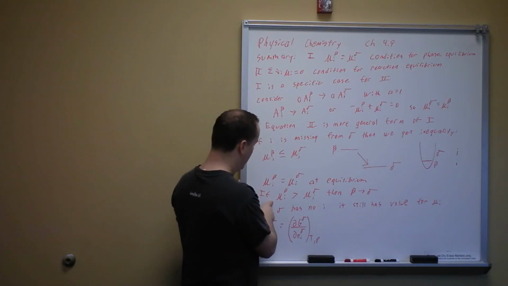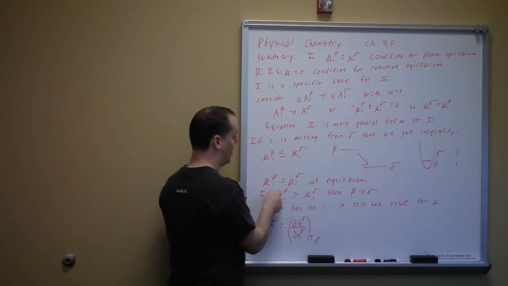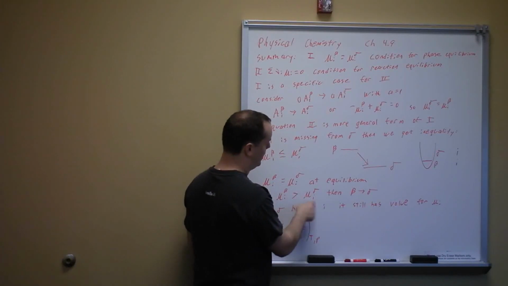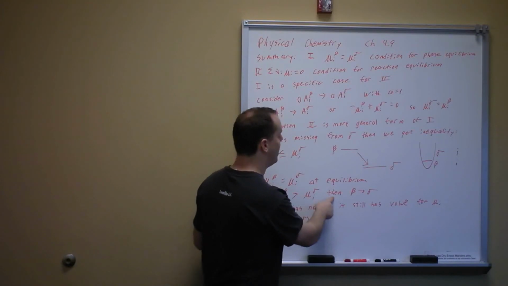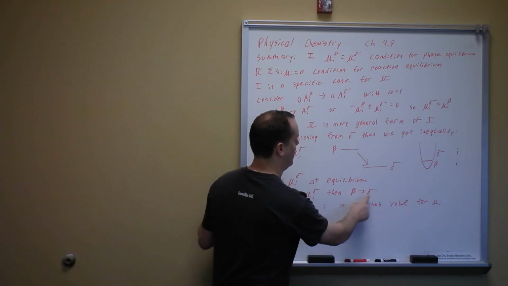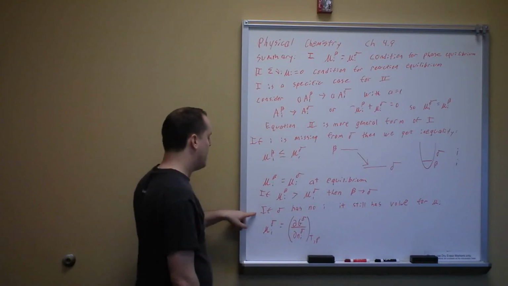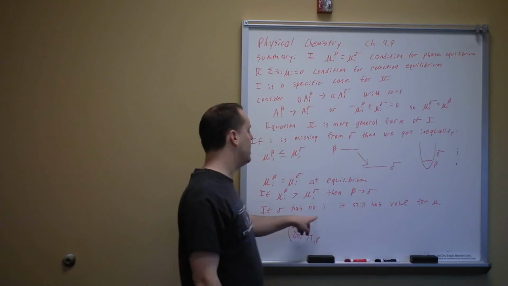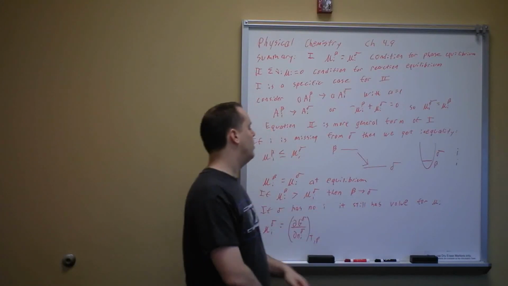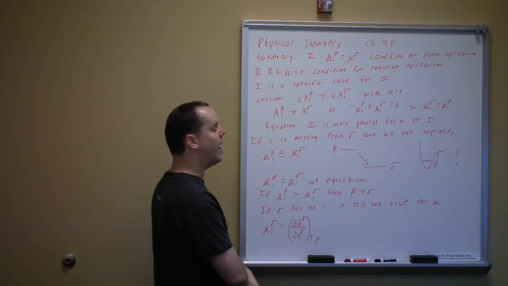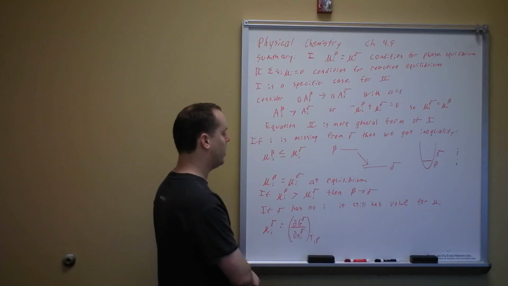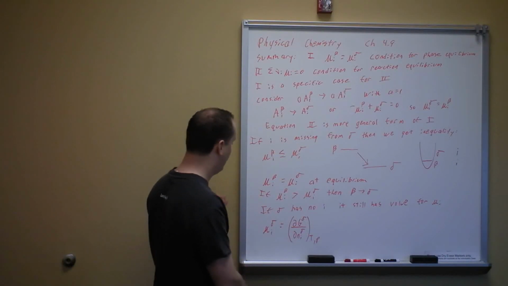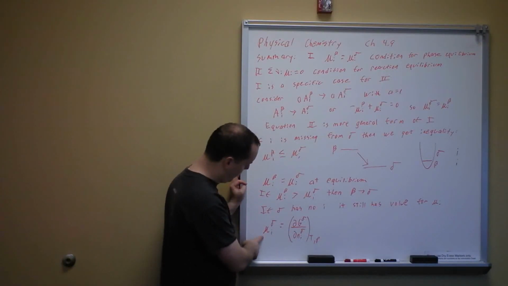But if it was an inequality, if the chemical potential for substance I in phase beta is greater than the chemical potential of substance I in phase delta, then our substance I is going to spontaneously flow from phase beta to phase delta. Now, if delta has no I in it, like we said, then what this means is that there is still a value in phase delta for the chemical potential of substance I. And we find it the same way we did before.